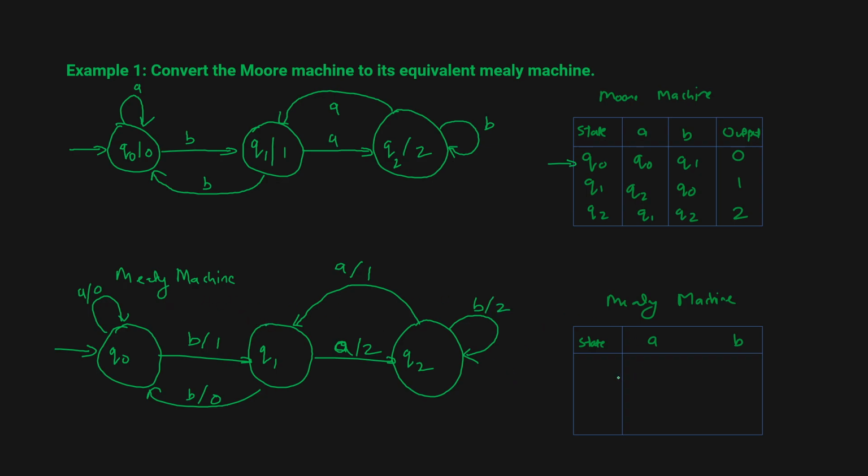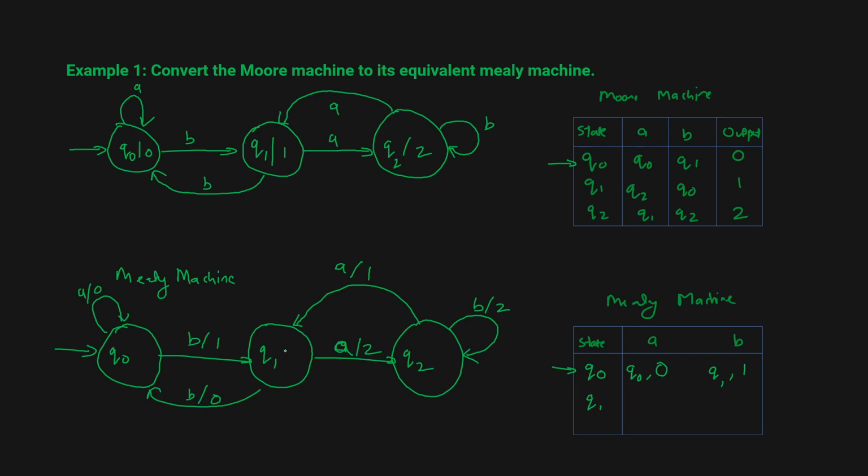Now we'll create the transition table for the Mealy Machine. First is the starting state Q0. In Q0, input A, you go to Q0 itself, and the output is 0. So Q0 slash 0. And if you get input B, you go to Q1 where the output is 1. So it is Q1 slash 1.